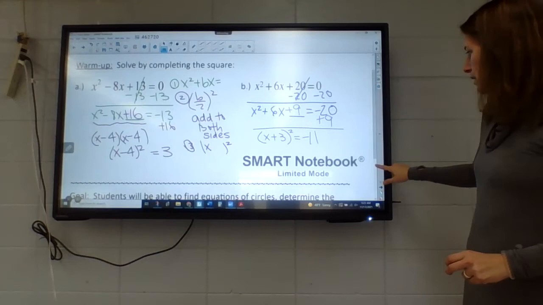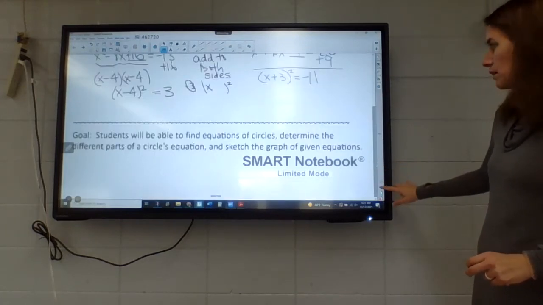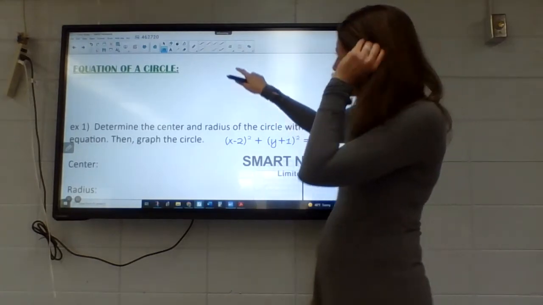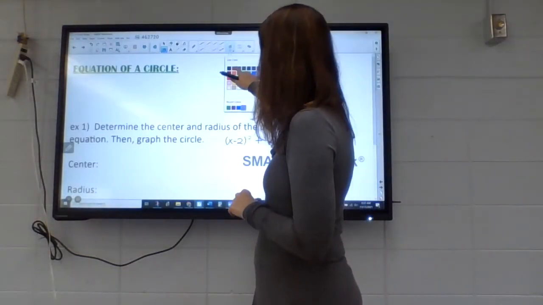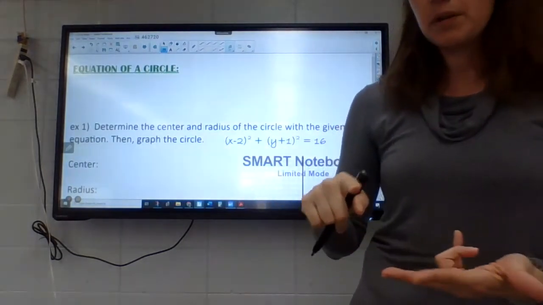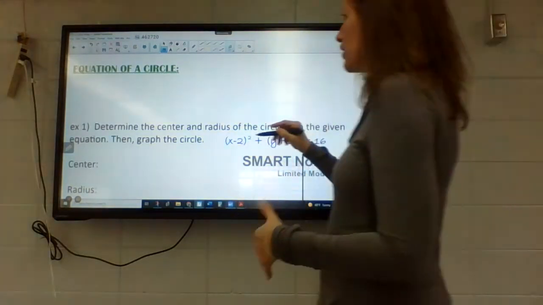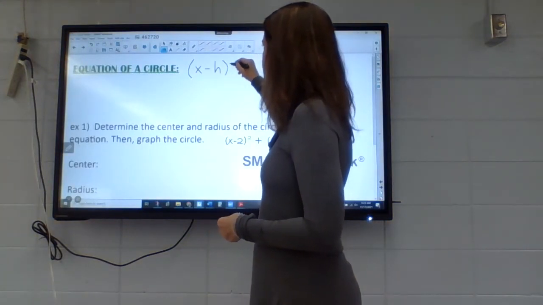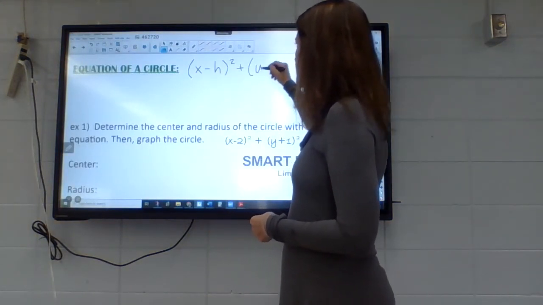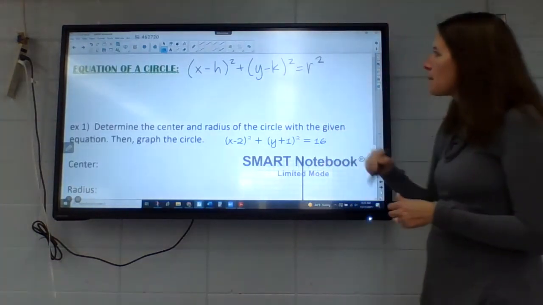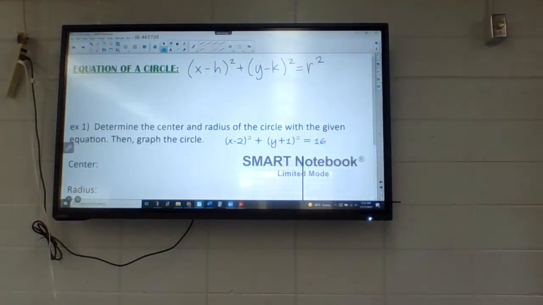So we're going to graph circles here. And the equation of our circle is going to look familiar to you. It's going to look similar to the distance formula and slope, that they all have connections, so this isn't a coincidence. So this is my equation of a circle.